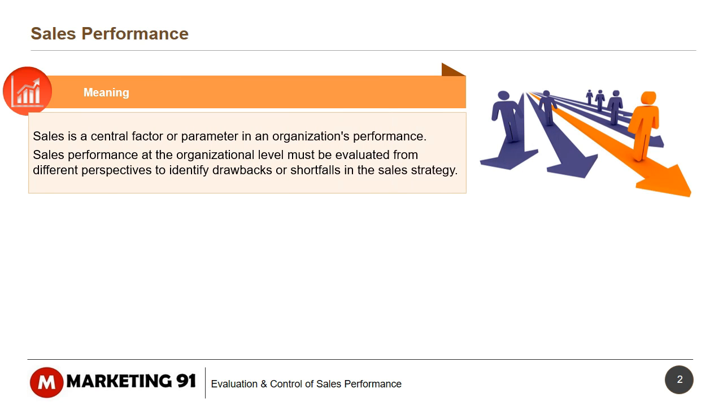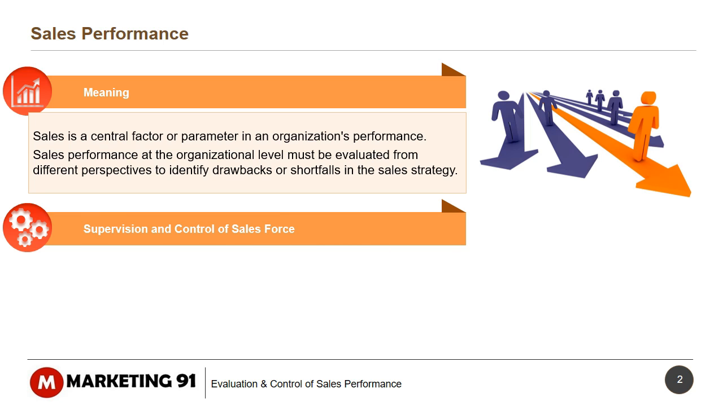Sales performance, meaning sales is a central factor or parameter in an organization's performance. Sales performance at the organizational level must be evaluated from different perspectives to identify drawbacks or shortfalls in the sales strategy. Supervision and control of sales force.